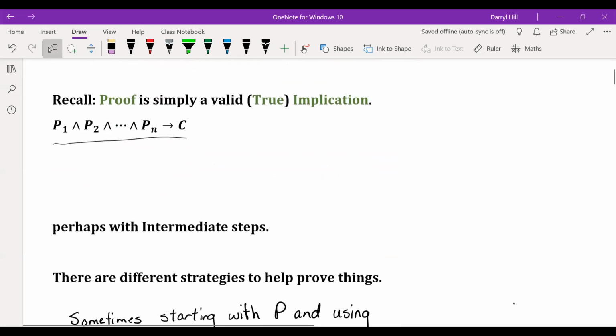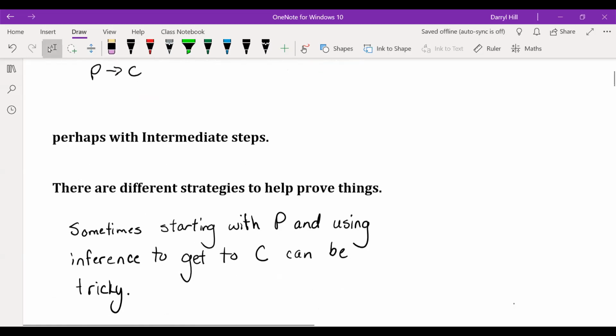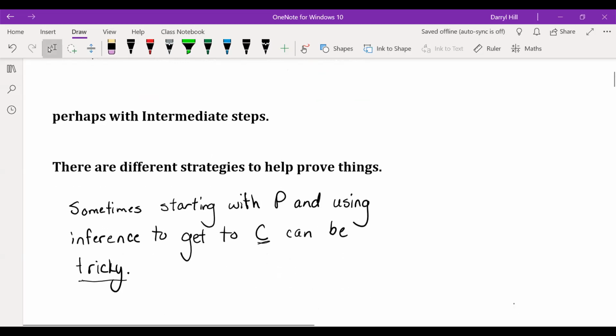However, this implication is not always that easy. We could simplify this by assigning all the premises to a variable p, and our argument basically comes down to the implication p implies c. But sometimes starting with p and using inference to get to c can be tricky. So there are different strategies that we use to come towards a proof in a roundabout way.